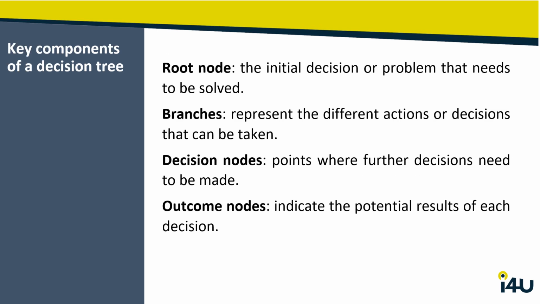Key components of a decision tree. Root node: the initial decision or problem that needs to be solved. Branches: represent the different actions or decisions that can be taken. Decision nodes: points where further decisions need to be made. Outcome nodes: indicate the potential results of each decision.